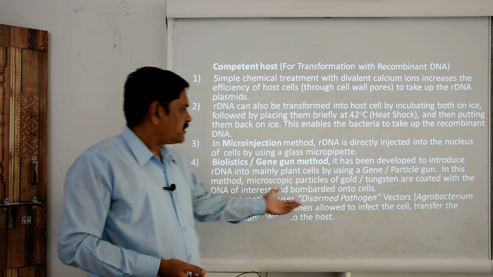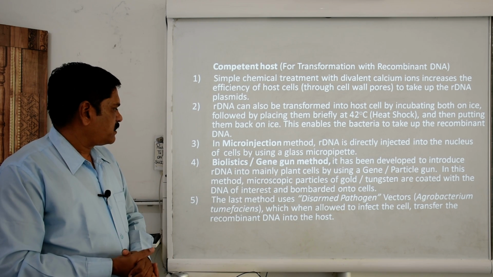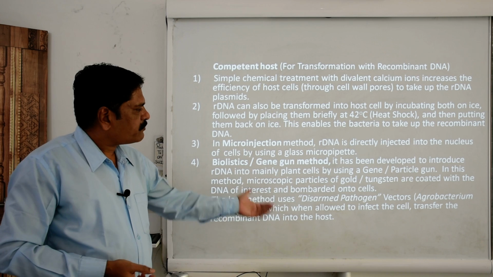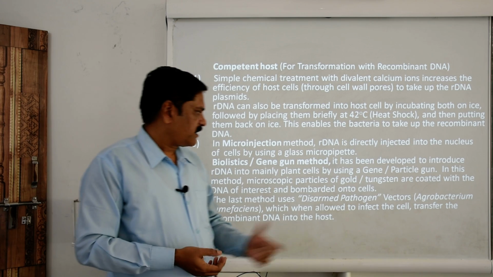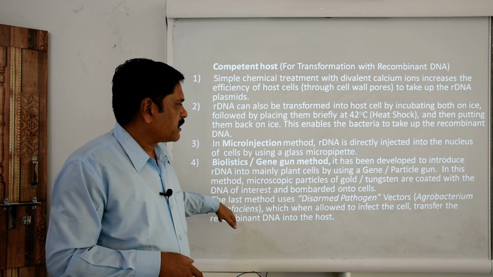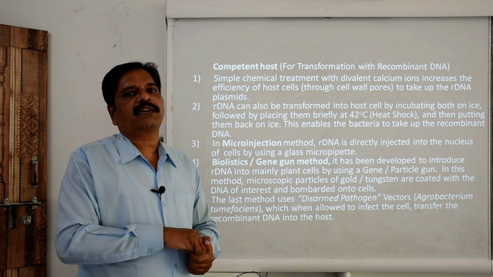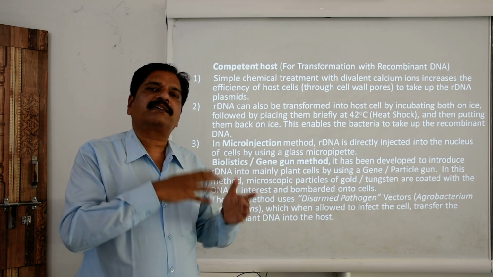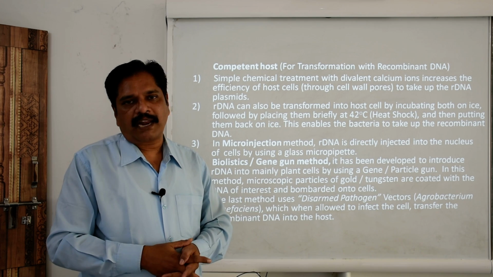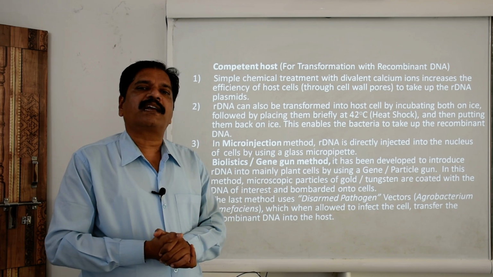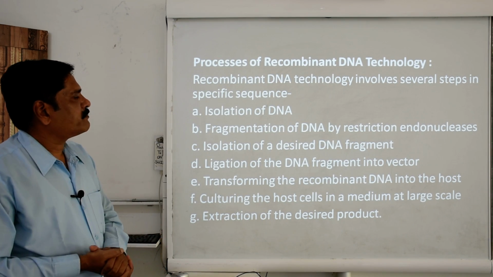Okay, and the last method used is the disarmed pathogens as vectors, that is Agrobacterium tumefaciens. Okay, so when allowed to infect the cell, the transfer of the recombinant DNA into the host is observed. You know that it is a pathogen. First we need to introduce this recombinant DNA into the Agrobacterium, and when this Agrobacterium tumefaciens infects the host cell, whether plant or animal cell, then surely this genetic material will be introduced in this plant or animal cell where it needs to be further expressed.